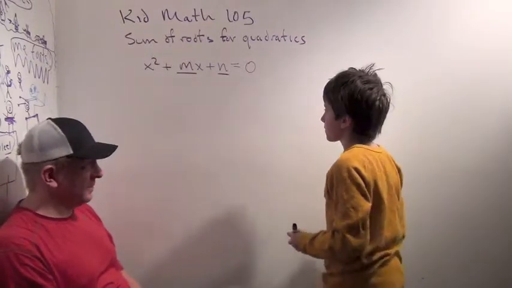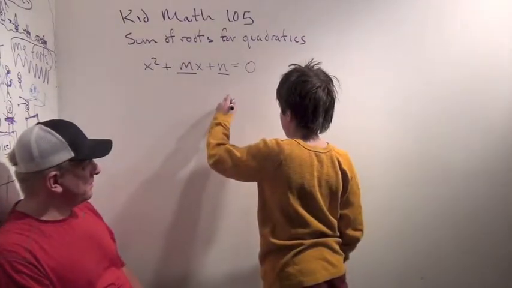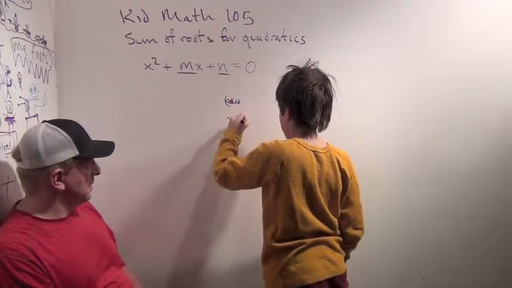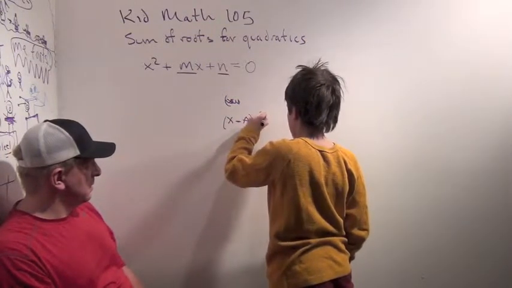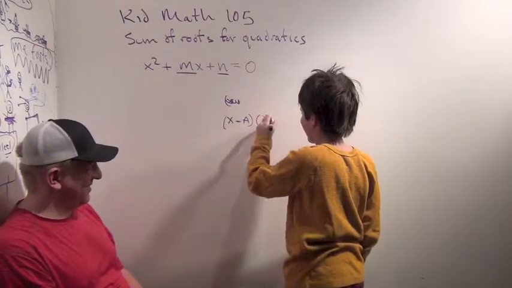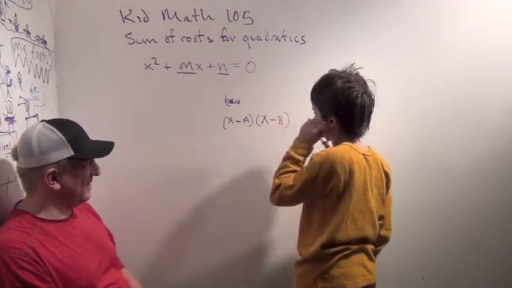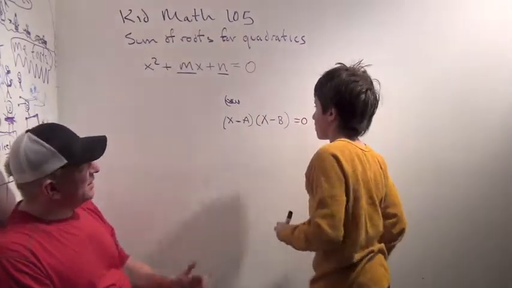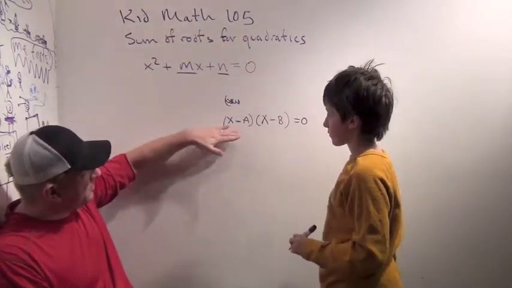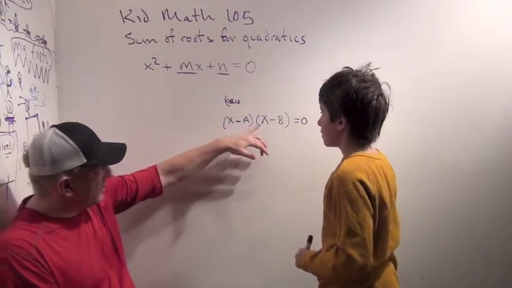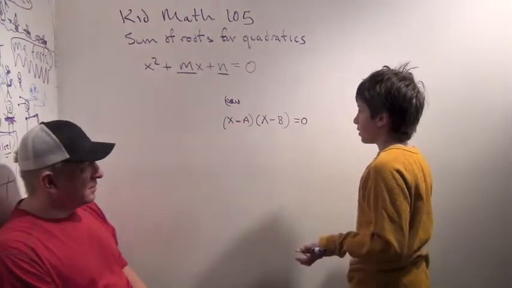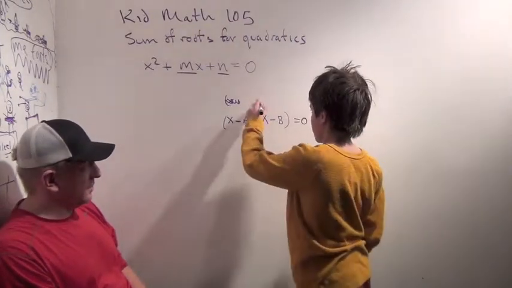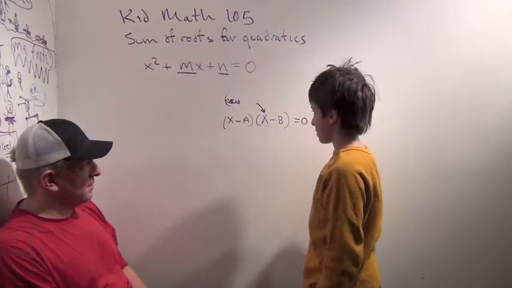And how do you figure that out? Well, this comes from our equation, x minus a times x minus b equals 0. Why do we write the roots as x minus one root and x minus the other root? Well, because when we solve this, x is one of the roots.